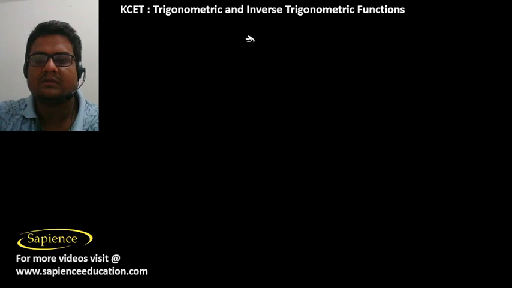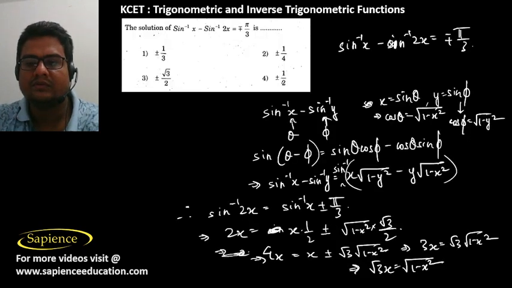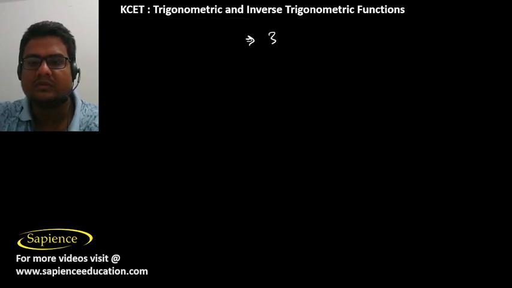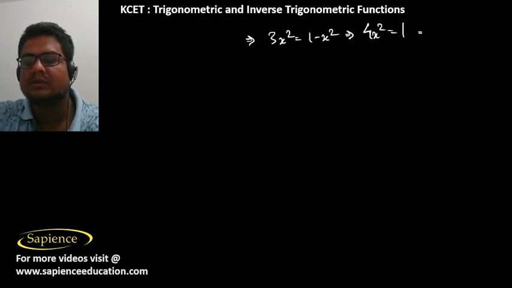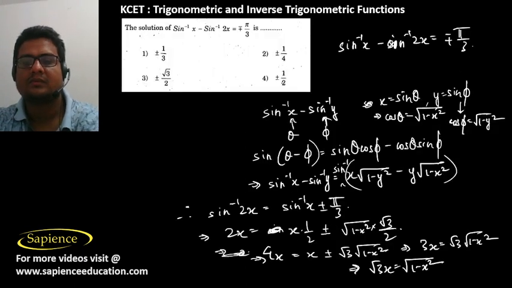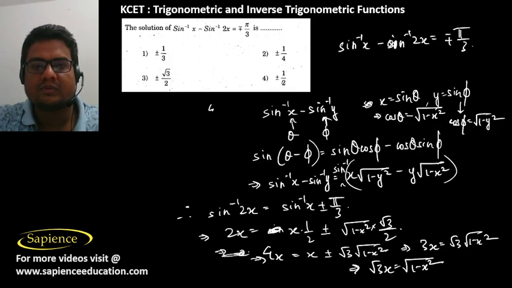So then, if we take square on both sides, this will be equal to 3x square, that is equal to 1 minus x square. So from here 4x square is equal to 1. So x square equals 1 by 4. x square equal to 1 by 4 means x equals plus or minus 1 by 2. Okay, so it means option 4 is the correct answer.